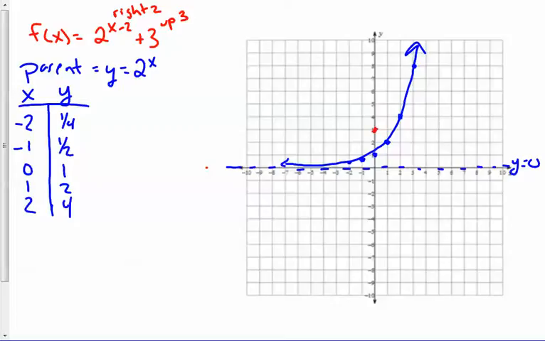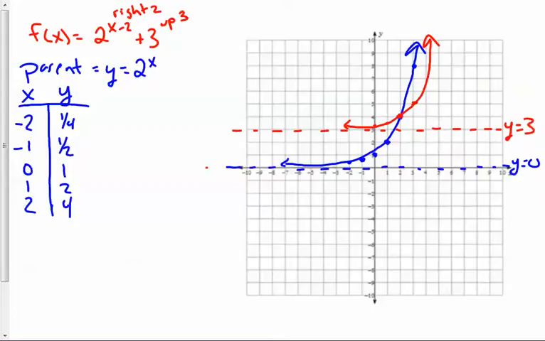That's a little low. We come over 2 and then up 3, which should be about right there. This point over 2, up 3 should be about right there. Then over 2, up 3 should be about right there, and again over 2, up 3 right there. And we start to see our graph, which looks like this. And our asymptote was also moved up 3. Since it was y equals 0, and y has been shifted up, it becomes y equals 3.